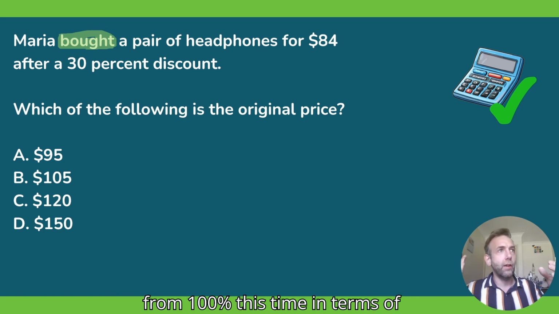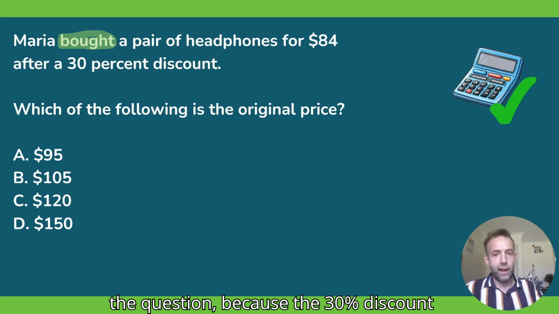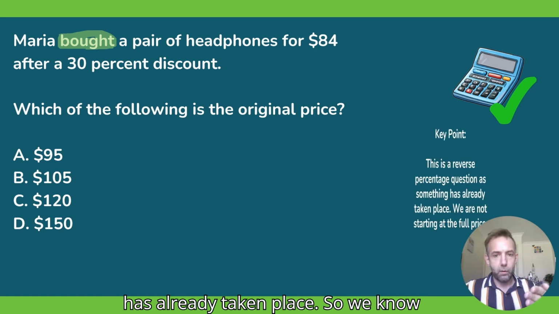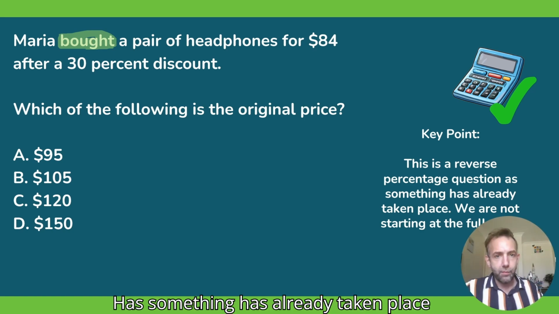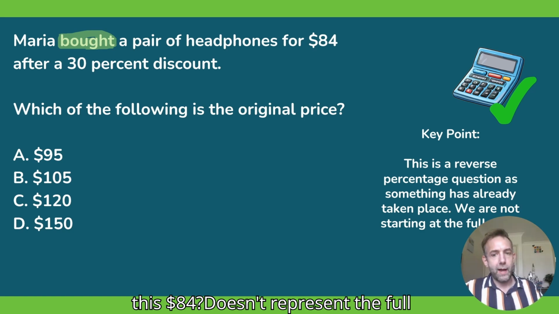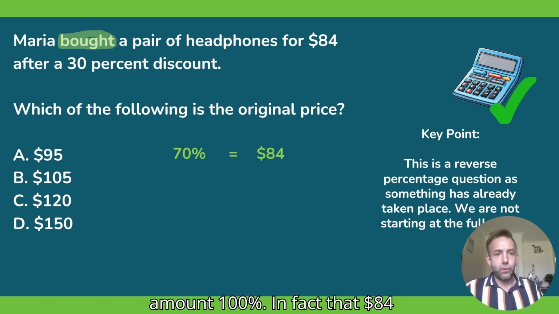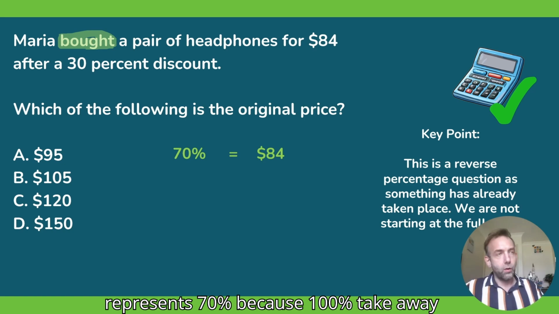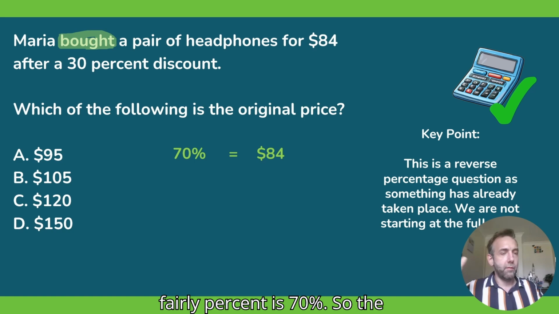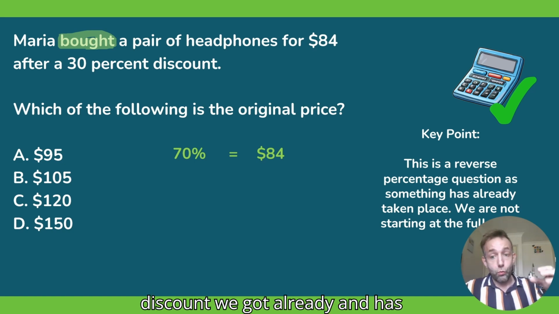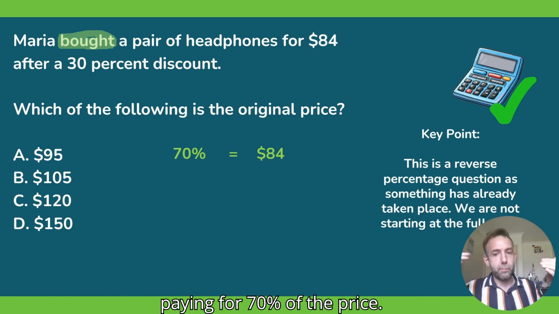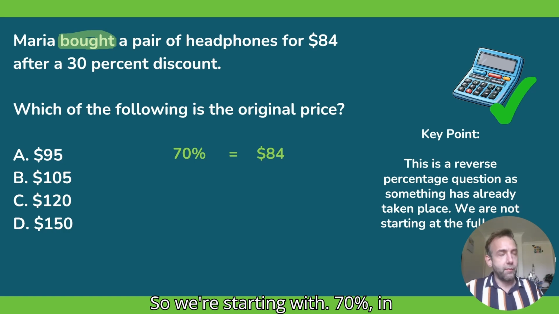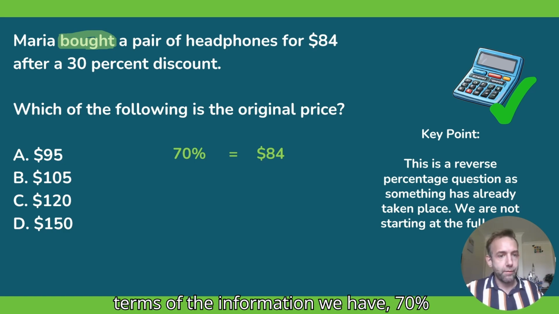So we're not actually starting from 100% this time in terms of the question, because the 30% discount has already taken place. So we know this is a reverse percentage question as something has already taken place. This $84 doesn't represent the full amount, 100%. In fact, that $84 represents 70% because 100% take away 30% is 70%. So the discount we got already and has already happened means that we're only paying for 70% of the price. So we're starting with 70% in terms of the information we have.